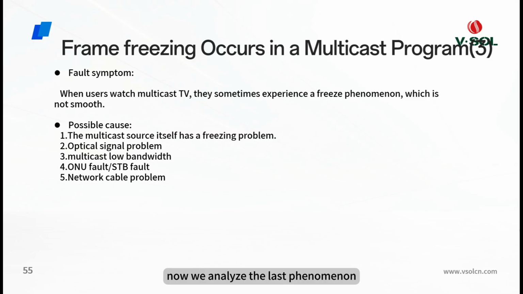Now, we analyze the last phenomenon. Frame freezing occurs in a multicast program. The fault symptom: when users watch multicast TV, they sometimes experience a freeze phenomenon, which is not smooth. Possible causes. First, the multicast source itself has a freezing problem. Second, optical signal problem. Third, multicast low bandwidth. Fourth, ONU fault or STB fault.